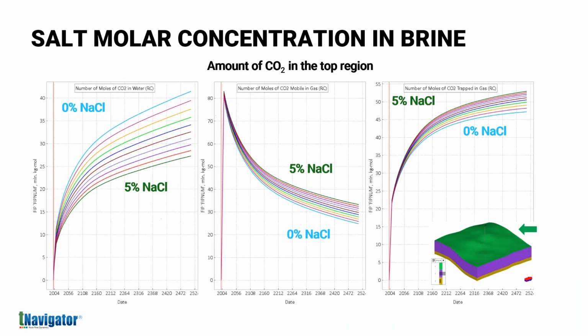So here's a comparison again for different salinities. There are three plots here. We have on the left-hand side the dissolution, so a number of moles of CO2 in water. In the middle, we have number of moles of CO2 mobile in gas, so this is the free gas. And on the very right-hand side, we have the number of moles of CO2 trapped in gas, so this is residual trapping. And for the dissolution, you can see the inverse correlation. So as we increase the salinity, we have less dissolution ongoing. And for the other two, we have the opposite effect. So as we increase the salinity, we have more free gas and more residually trapped gas.